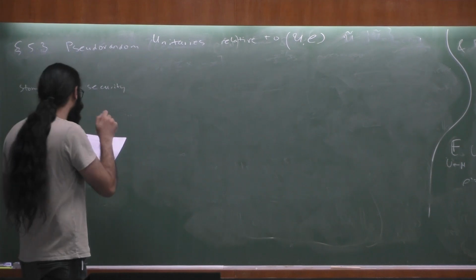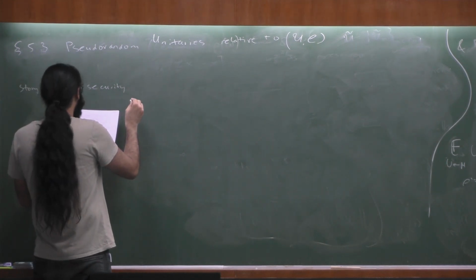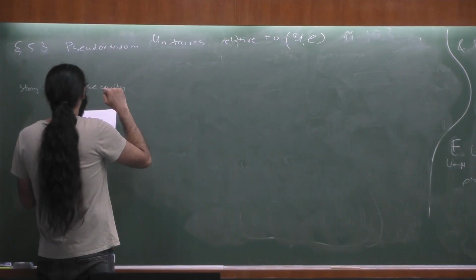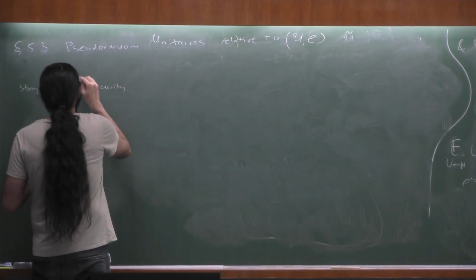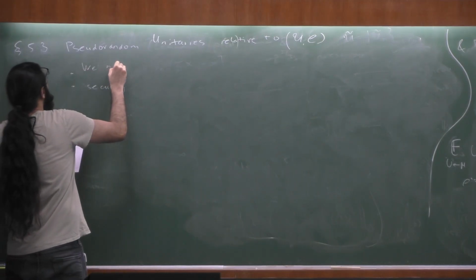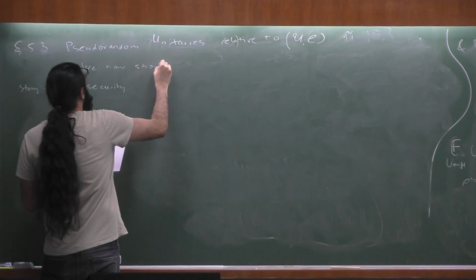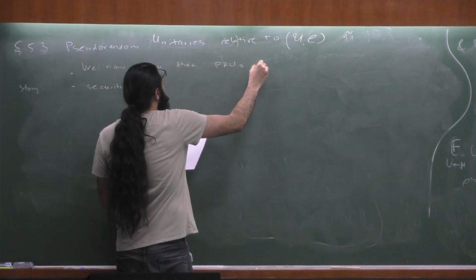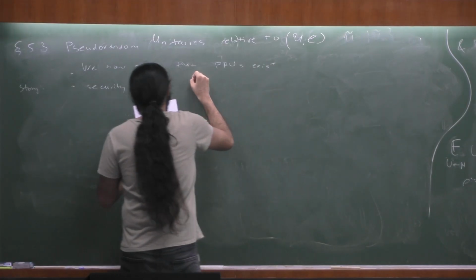Actually, yeah, it seems to be trivial. Okay, maybe I'm wrong, but I think it should be fairly straightforward. And then we now show that PRUs exist relative to a oracle.